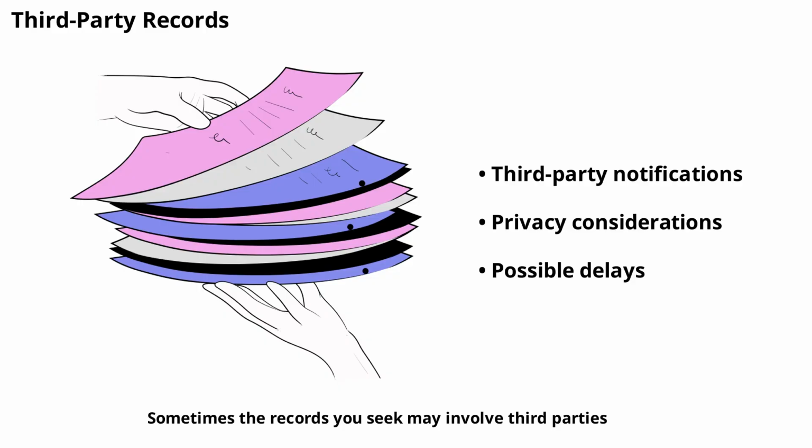Sometimes, the records you seek may involve third parties. In these cases, agencies may need to notify those parties before releasing information, especially if it could impact their privacy or business interests. This can add time to the process, so be prepared for possible delays when third-party interests are involved.